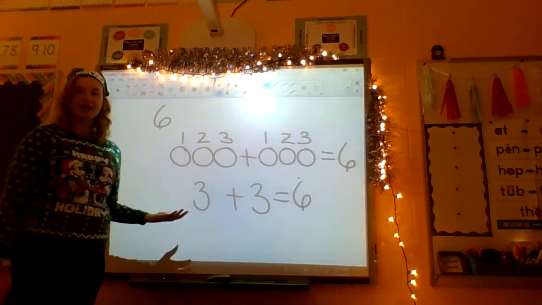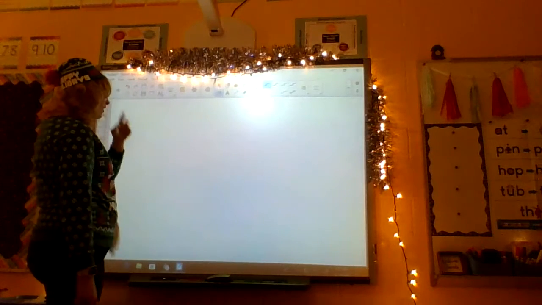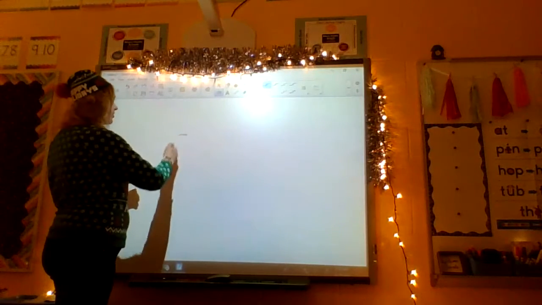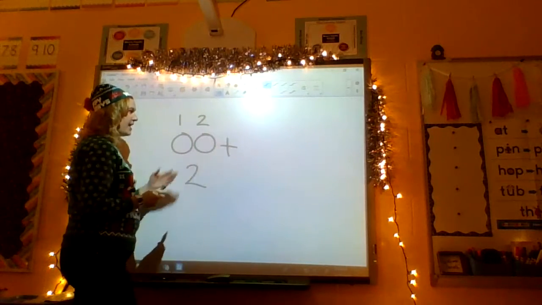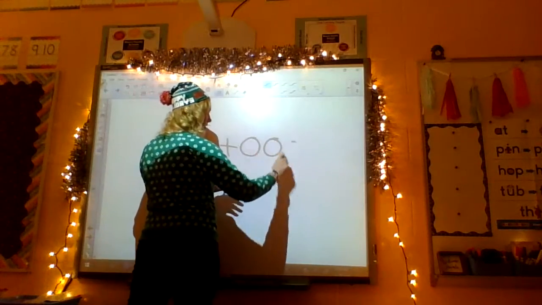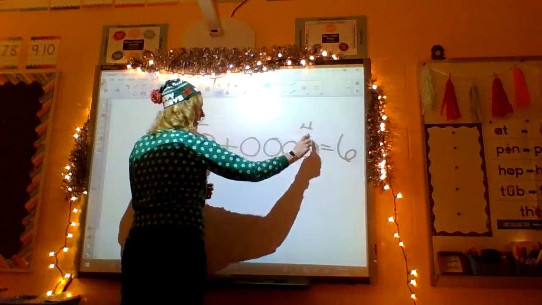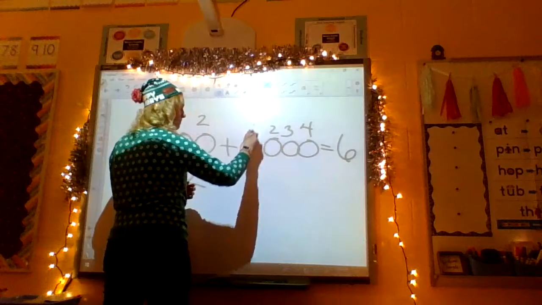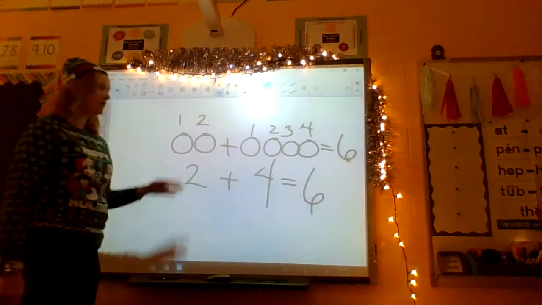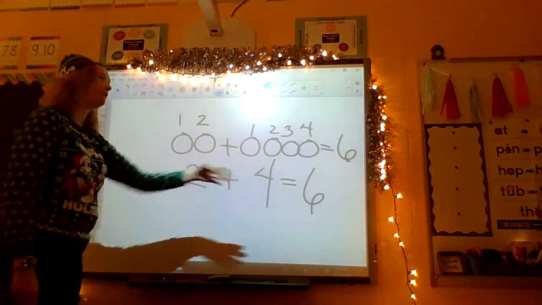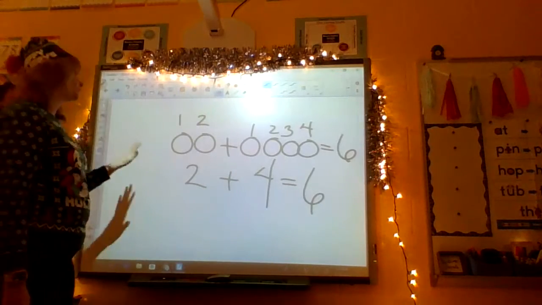So what 2 numbers added together would make the number 6? You could have also done, I could have drawn 2 fish here, right? And then I could have counted on 3, 4, 5, 6 and seen that he has 4 here, right? So 2 plus 4 must equal 6. 0 plus 6 equals 6. 6 plus 0, 4 plus 2, 5 plus 1. So all of those could have worked for that equation.